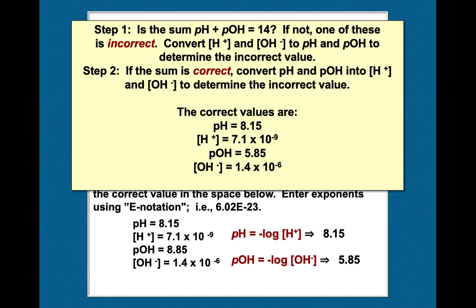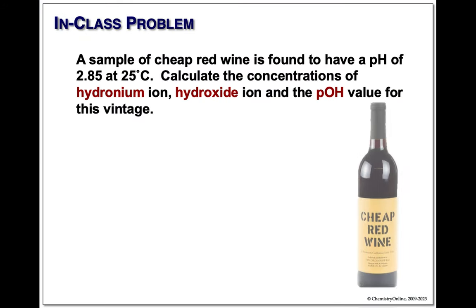All right, we're almost at the end, guys. On the second hour exam for many years, I gave a problem that was very similar to this one. You have a bottle of cheap red wine. You have a pH meter. You take its pH, it's 2.85. You say to yourself, no way I'm drinking that. That's red wine vinegar. Okay? Forget that one. Calculate hydronium, hydroxide, and pOH.